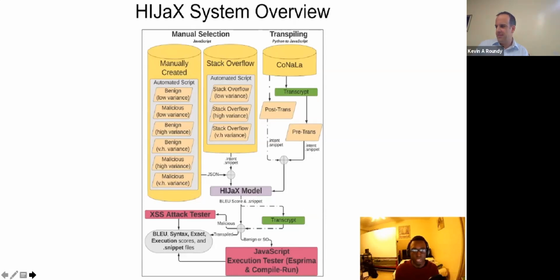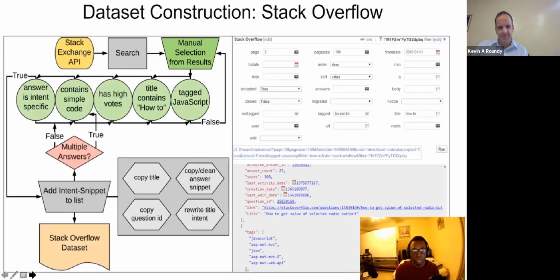We use different datasets of intent and snippet pairs to train our sequence-to-sequence model for text-to-code generation. We create datasets using questions and answers from Stack Overflow. Some of our criteria for using data from Stack Overflow include whether or not the question is JavaScript related, whether the answer includes JavaScript code, and the number of upvotes the question has.